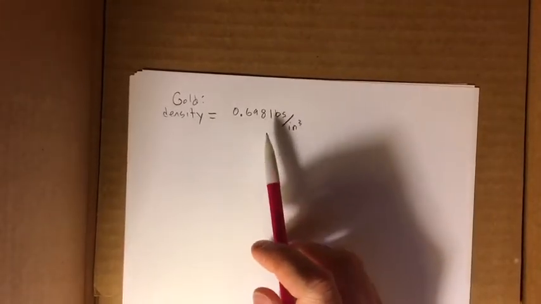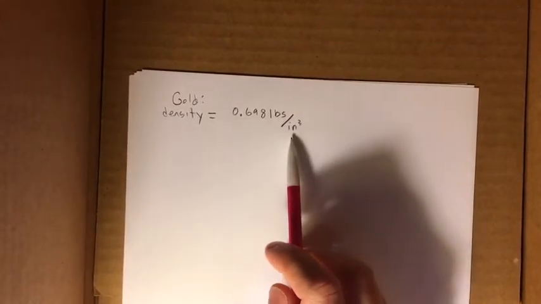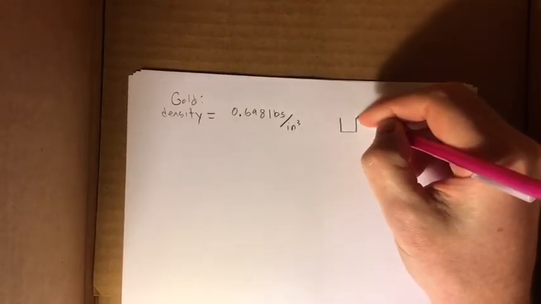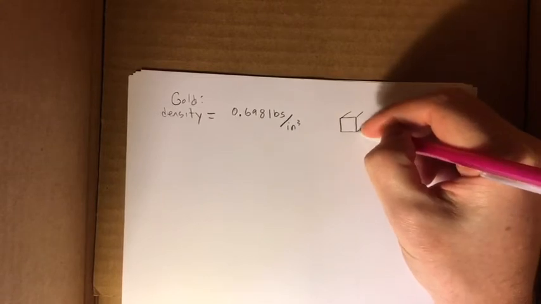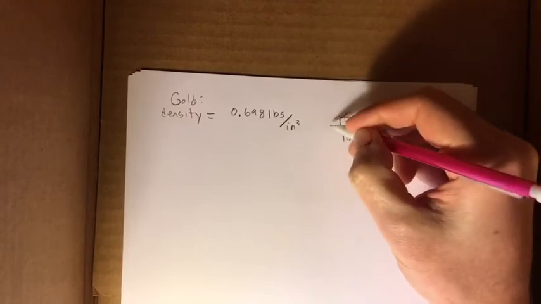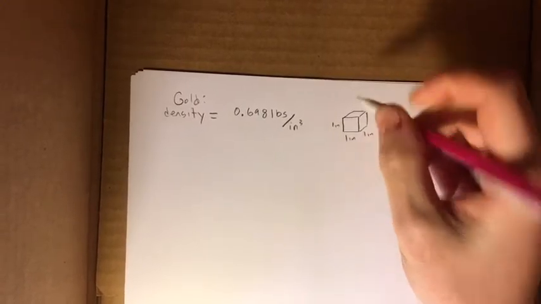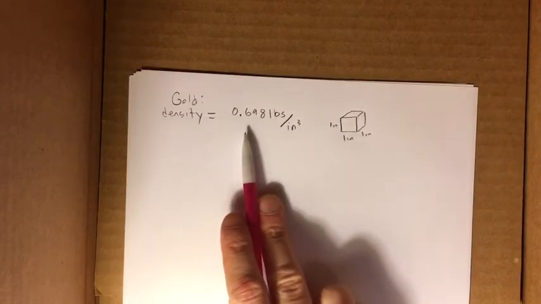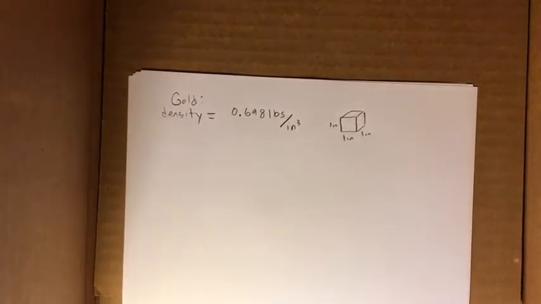So if you think about it, what this is really saying is that if you had a little cube of gold that was 1 inch on each side, it would weigh more than half of a pound. It's basically a little bit more than 2/3 of a pound. So if you had 3 of these, it would be a little bit over 2 pounds. Okay? As it turns out, that's pretty heavy.